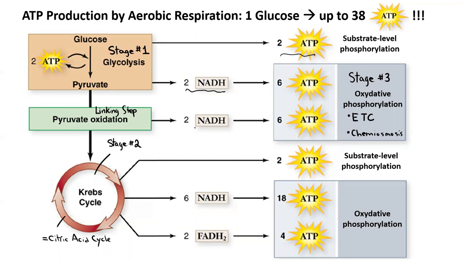The linking step also reduces some NAD plus to NADH, allowing us to make more ATP later on in stage 3. And same thing for the Krebs cycle. So it does produce some ATP directly, as well as reduces those electron carriers, allowing for more ATP to be made later on in stage 3. So as you can see here, there's two terms that we would like to define: substrate-level phosphorylation and oxidative phosphorylation.